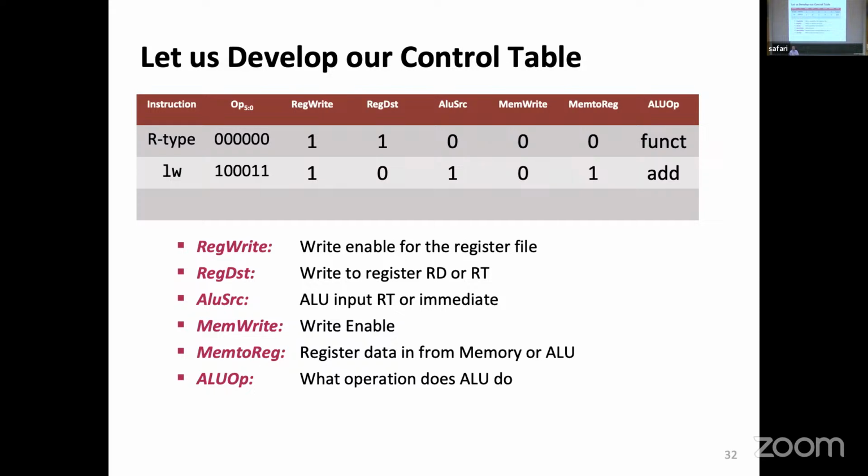Yes? So it says we write to RT or RT, but our register file only has one write address. Maybe this wasn't written very nicely. Write to register, write to the address. It's not nicely written there.